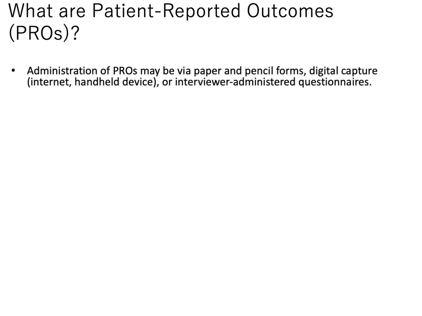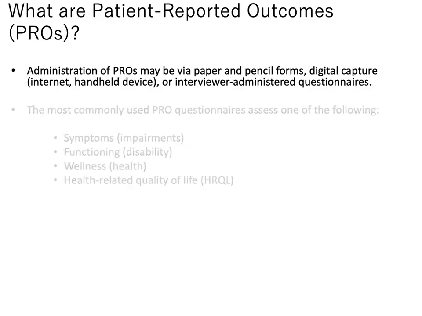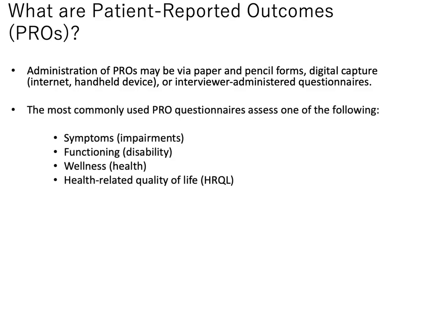Administration of PROs may be through paper and pencil forms, digital capture through the internet or a handheld device, or through an interviewer-administered questionnaire. The most commonly used PRO questionnaires assess one of the following: symptoms and impairments, functioning or disability, wellness or health-related quality of life.